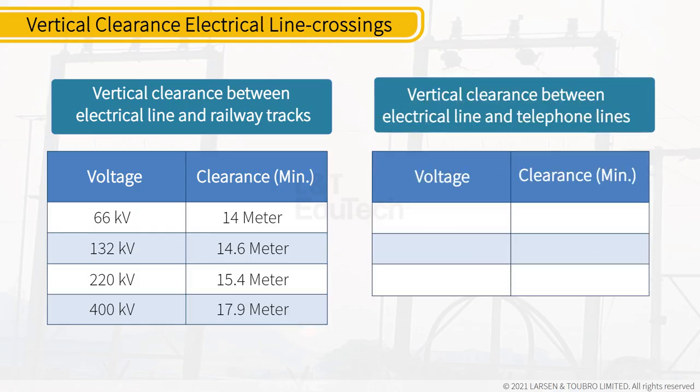And here are the vertical clearances between the electrical line and telephone lines. A 66 kV line is to have 2.4 meters. A 132 kV line is to have 2.7 meters. A 220 kV line is to have 3 meters.